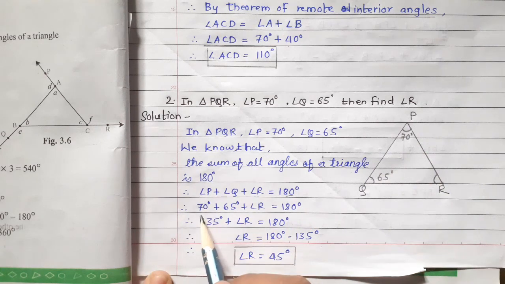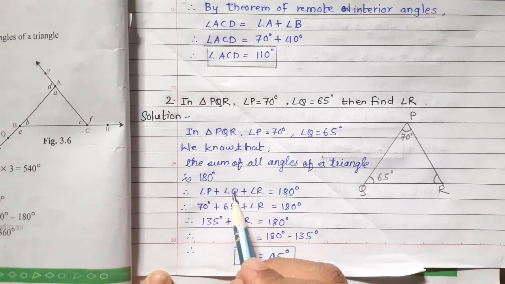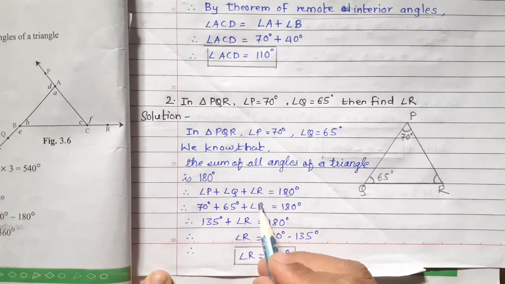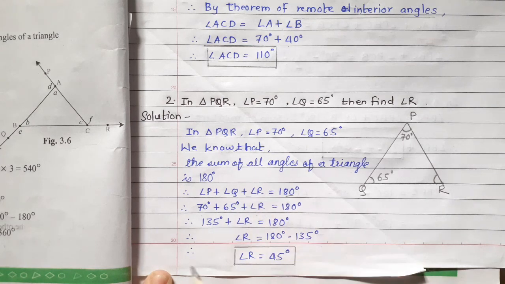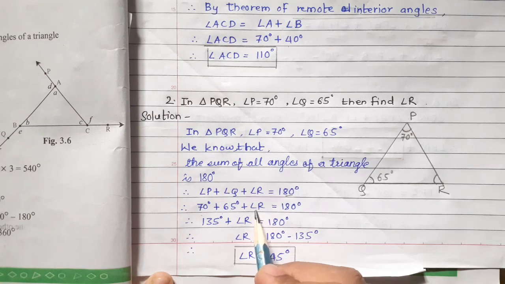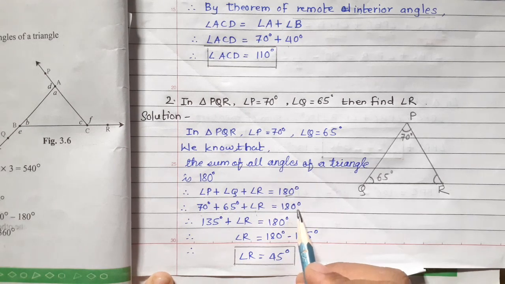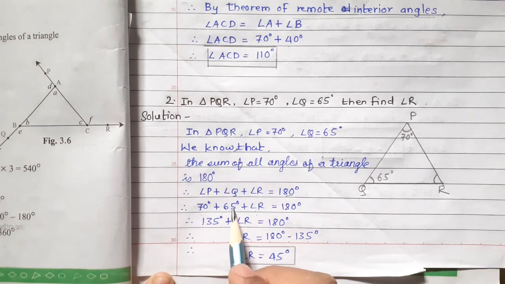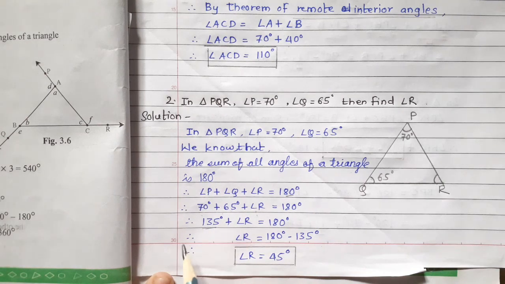The measure of angle P is 70 degrees, the measure of angle Q is 65 degrees, and we have to find the measure of angle R. So we can write 70 degrees plus 65 degrees plus angle R is equal to 180 degrees. 70 plus 65 is 135 degrees. So we have 135 degrees plus angle R is equal to 180 degrees.